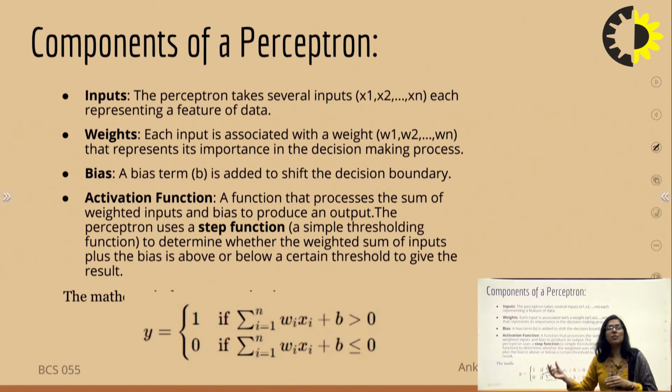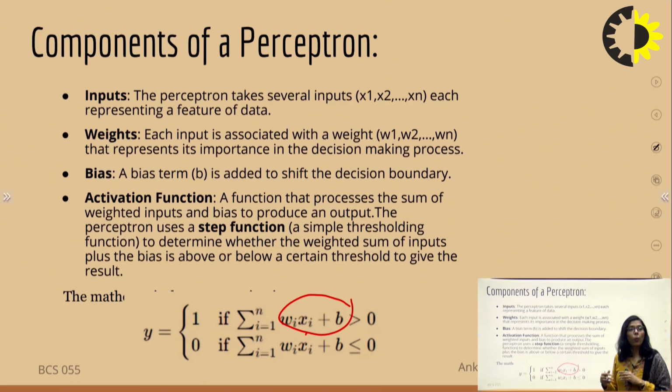The step function is a very simple activation function, which says that if my weighted sum is greater than 0, then I will give the output as 1. Otherwise, if my weighted sum is less than 0, my output will be 0. So weighted sum plus bias is the output that will be received by the activation function, and if that sum is greater than 0, I will give the output as true or 1. Otherwise, I will give the output as false.